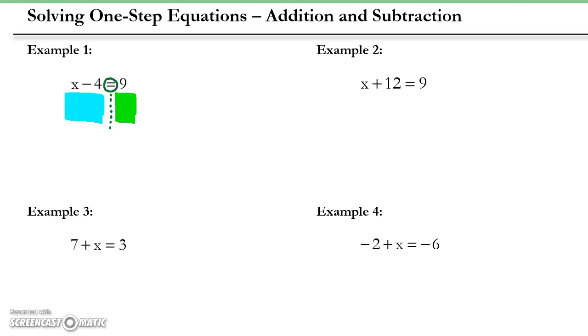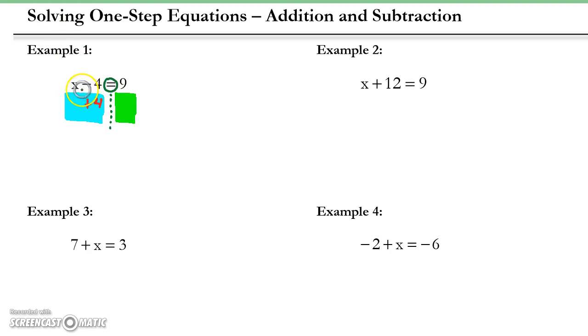So if I subtract on the left, I have to subtract the same amount on the right. If I add on the left, I have to add the same amount on the right. Now, with all of that in mind, how we get that x by itself, or the variable by itself, is all about inverse operations, or opposite operations. Currently, in example 1, we are subtracting 4 from x. The inverse, or opposite, of subtraction is addition. So in order to get rid of the subtraction of 4, I must add 4.